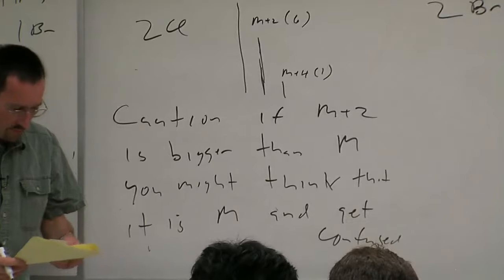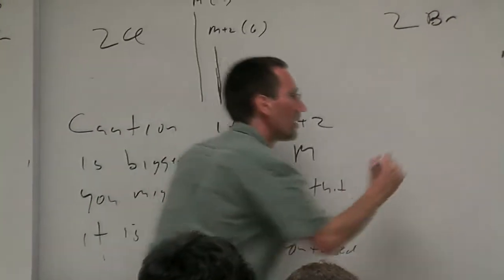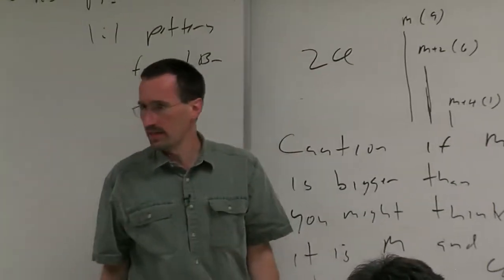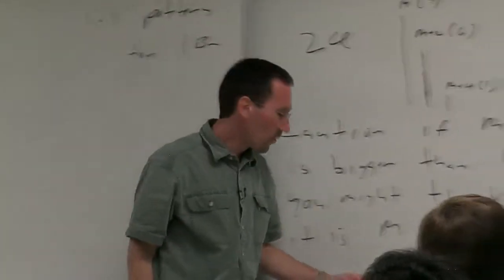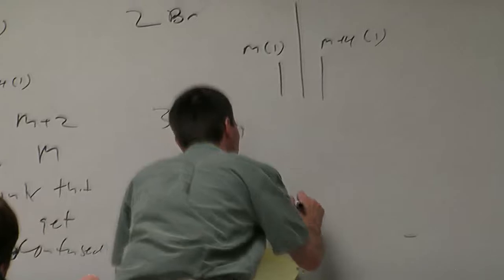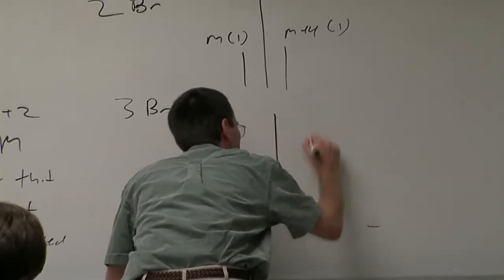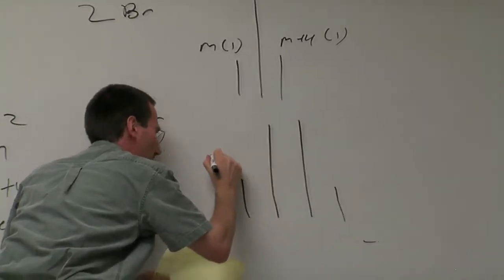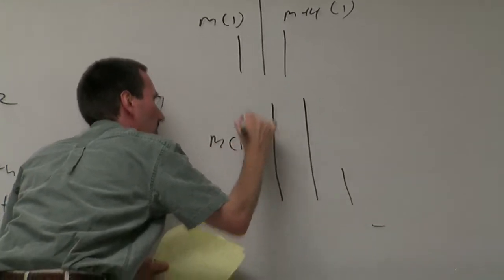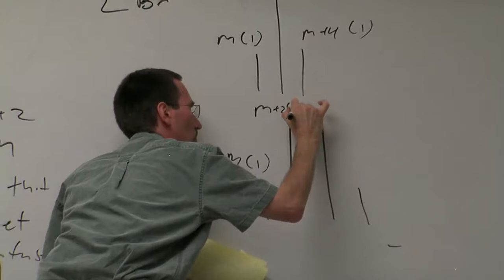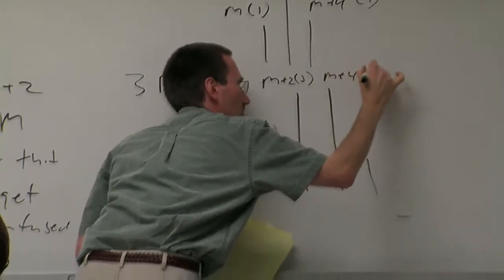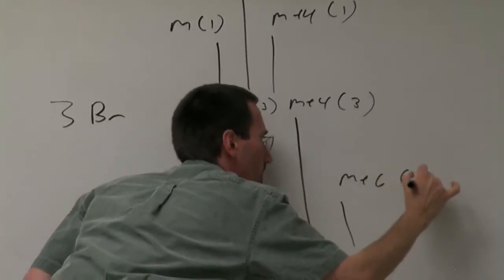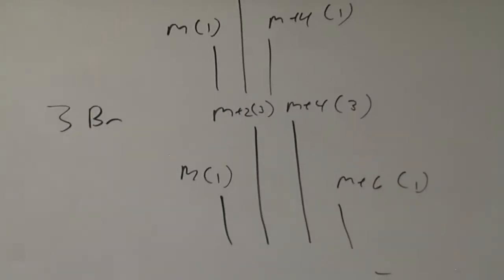And I'll just show you one more pattern. 3 bromines would be a good example where you might look at this and say, oh my goodness, what do I have here? And so if you have 3 bromines in roughly a 1 to 3 to 3 to 1 ratio, you'll see M, M plus 2, M plus 4, and M plus 6.